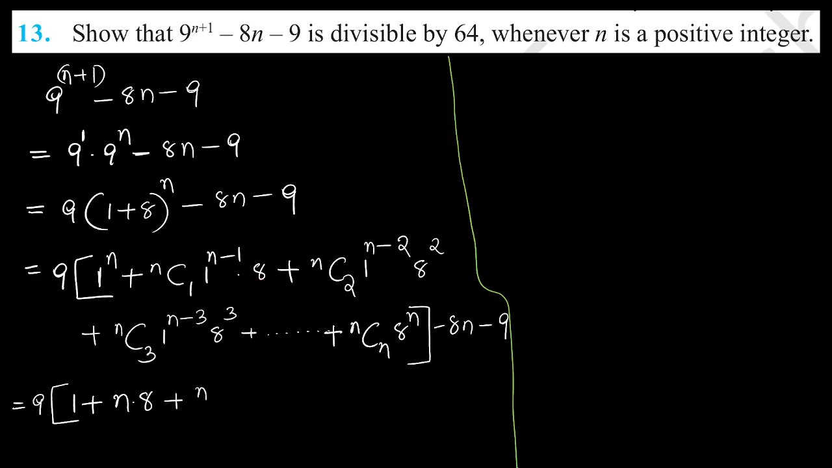Then next term NC2. I don't want to write the value. 1 raised to, I am not considering. Then NC3. 1 raised to, I am not writing. NCN will be 1. It is another property. NCN is 1. Outside, minus 8n and minus 9. All of you please write till this step.